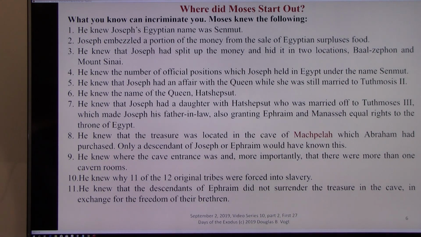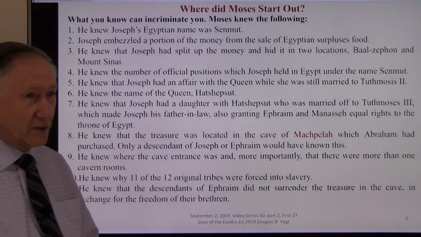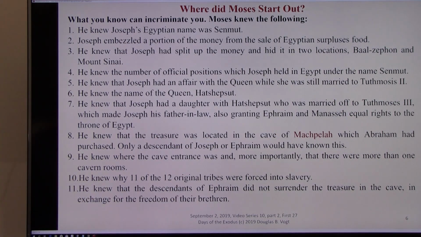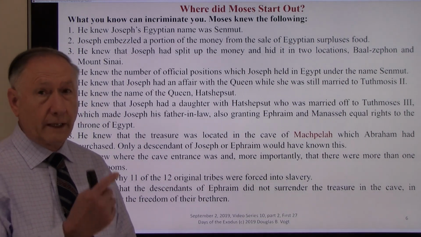He knew the number of official positions which Joseph held in Egypt under the name Senmut. He knew that Joseph had an affair with the queen while she was still married to Tutmosis II, who, as I showed you, was not a very good-looking guy, and she was a knockout. He knew the name of Queen Hatshepsut. That's where he knew Potiphar and Potipharah. That's how I know he knew her.